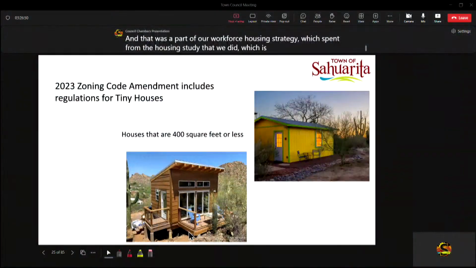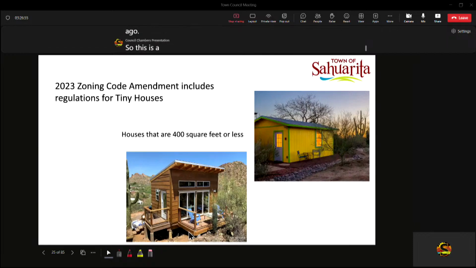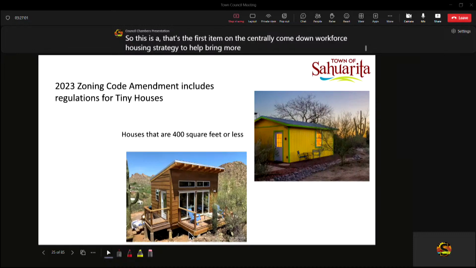Tonight we are here to talk to you about adoption of the Tiny Houses Appendix to the Building Code. As you all recall, a couple of months ago, we brought forth a zoning code text amendment to allow tiny houses with certain conditions, and that was a part of our workforce housing strategy, which stemmed from the housing study that we did, which has probably been a good 4 years ago now. So this is a checklist item essentially from that workforce housing strategy to help bring more variety in housing prices into the town.